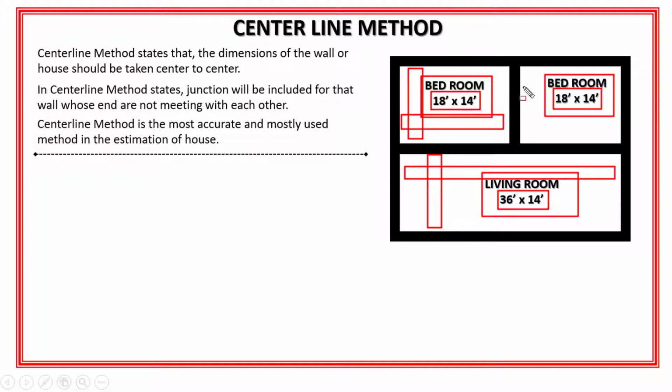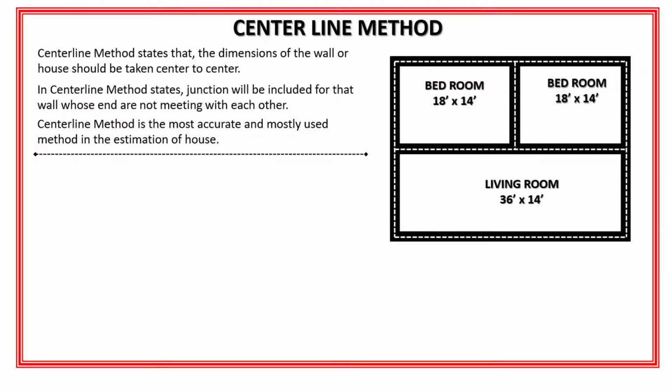In order to calculate the quantity of materials for this particular house using the center line method, I have to draw a center line for it. Now here the question is how to draw the center line, because in this plan of the house I don't have any center line. These are just solid walls. So the center line should be drawn at the center of these walls. As you can see, this white dotted line, which is drawn at the center of these solid walls, is the center line for this particular house.